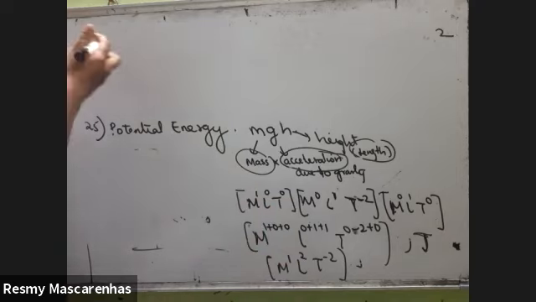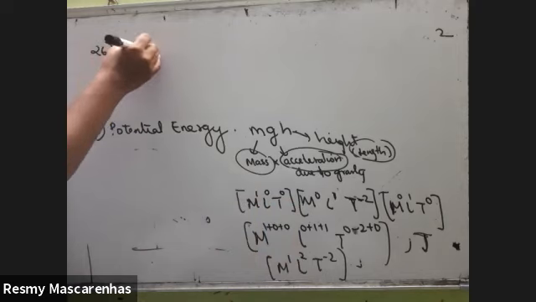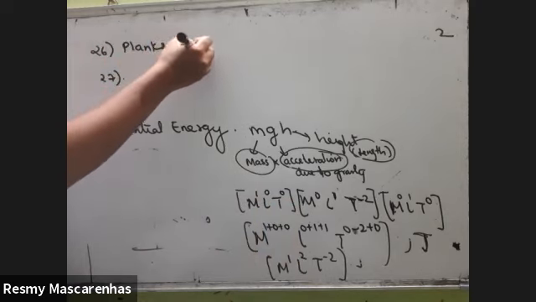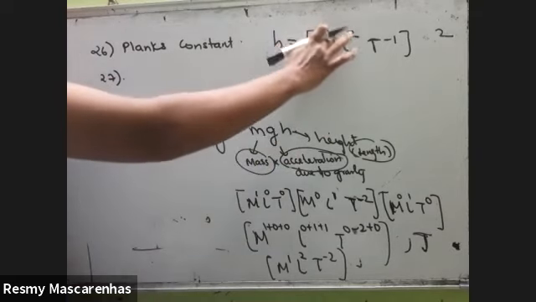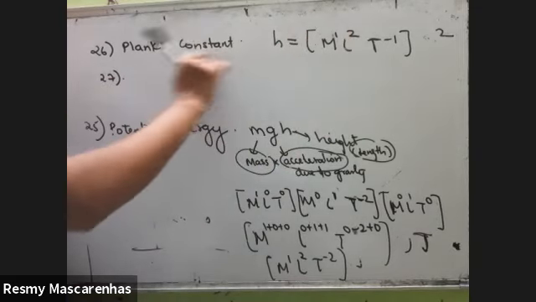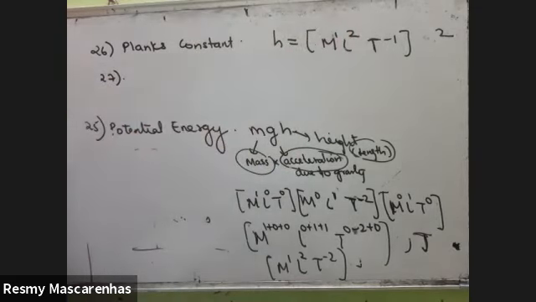Just the 26th and 27th ones, just write and keep. One is Planck's constant. Just write it directly and keep. H is what it is denoted as. This is the dimension. It's directly a constant, a fixed value.